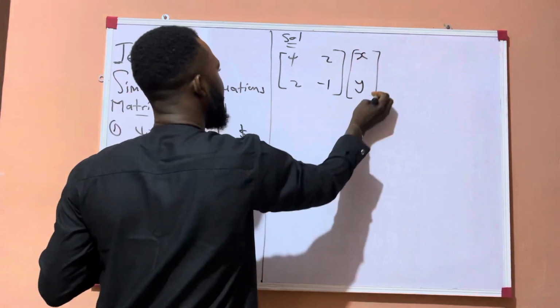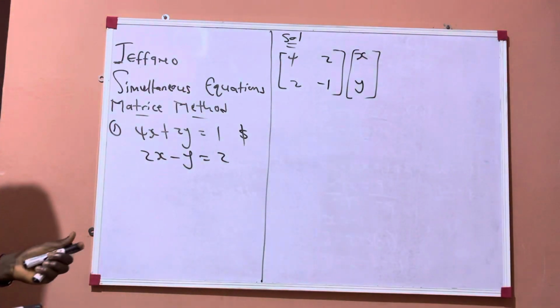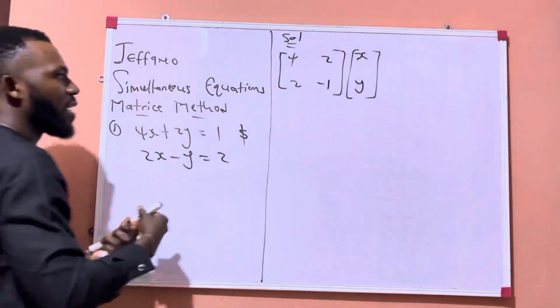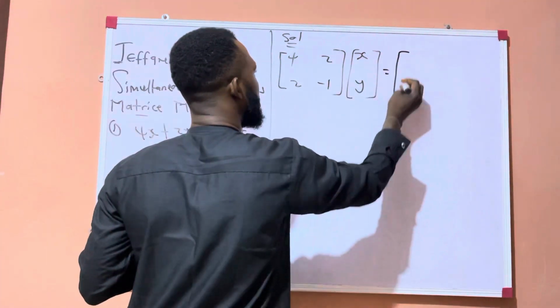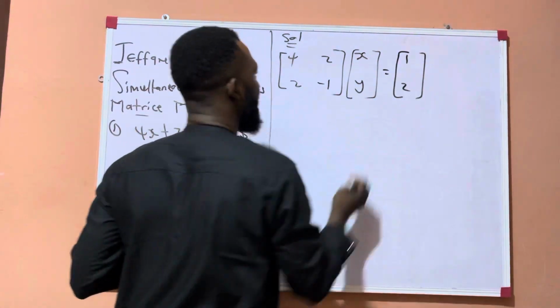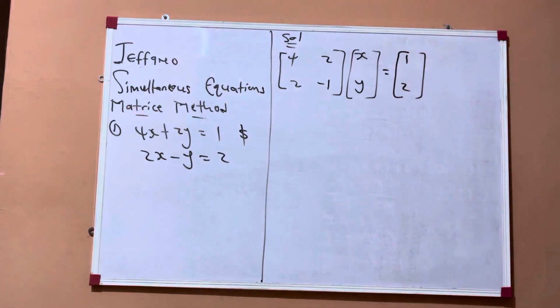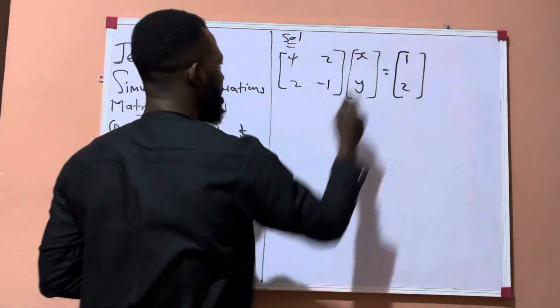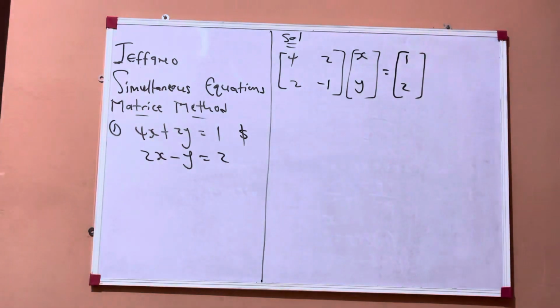X and y. And then I'll close. And then, what is the next thing we'll do? This is our constant. Equal to our constant, which is 1 and 2. Then I close. Now you see, we are bringing it from equation to matrix. This is how the matrix looks like.